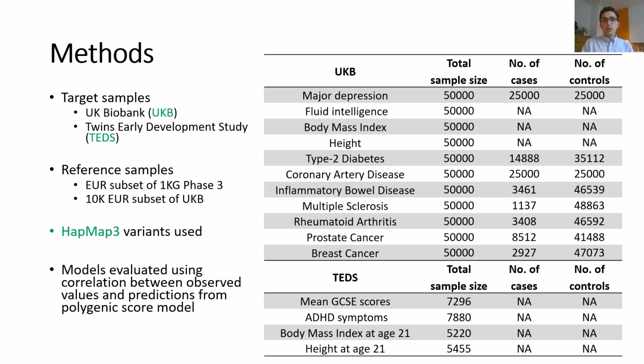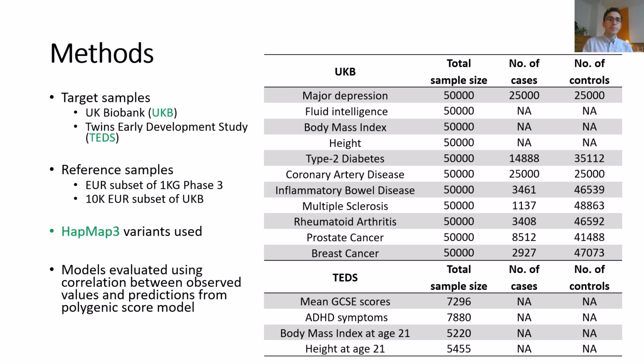HapMap 3 variants were used throughout, as these variants are typically well captured by genome-wide arrays after imputation, provide good coverage of the genome, and also reduce the computation times. Several methods already provide LD matrices, including only HapMap 3 variants for use with their software, in line with the reference standardized approach.